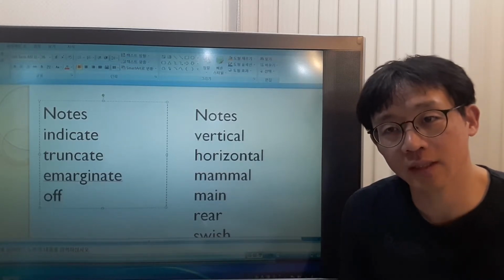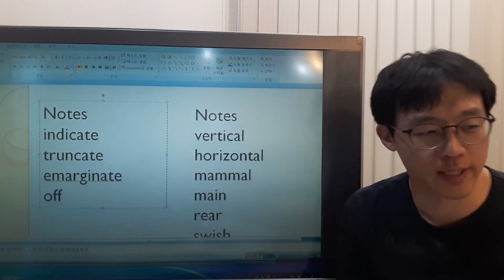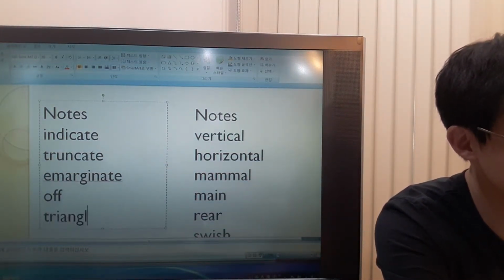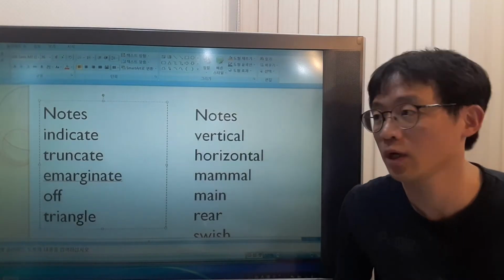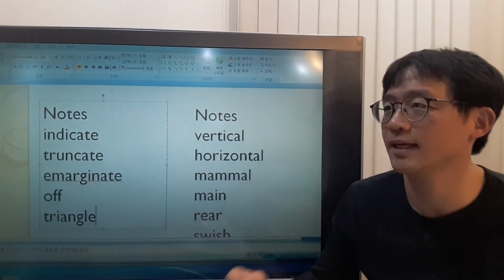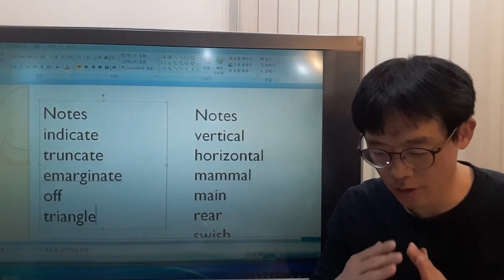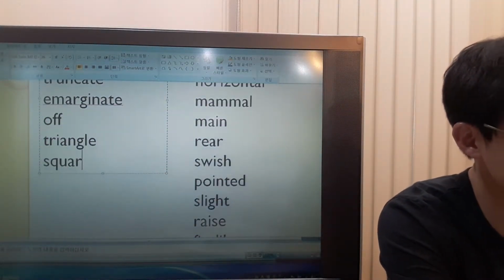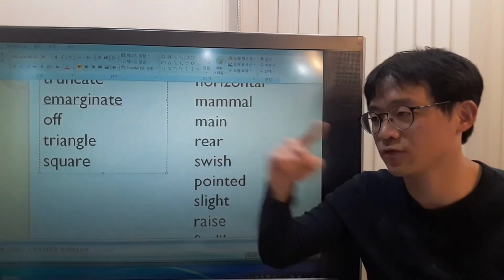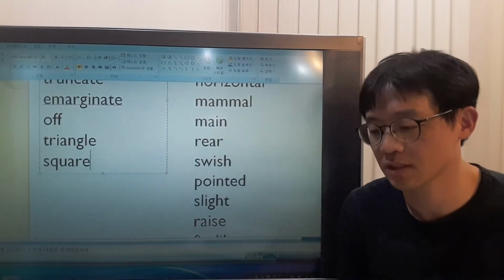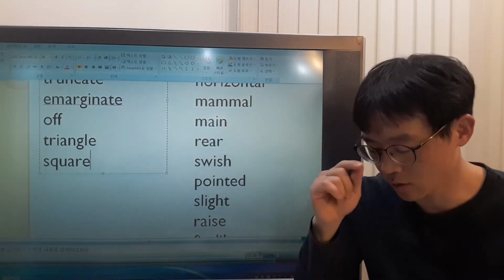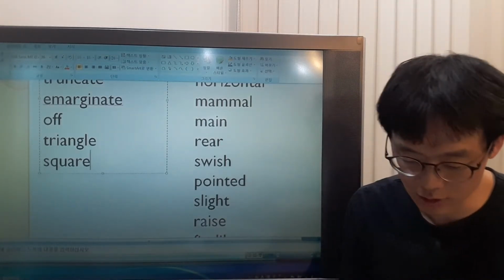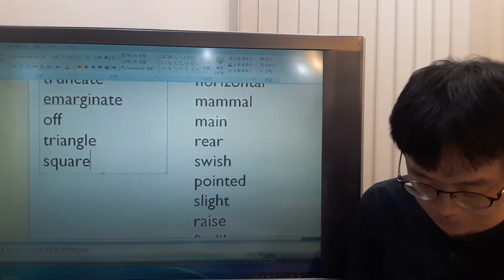Do you know what triangles and squares are? What's a triangle? Tri means three, right? An angle means it has three angles. It's a shape with three straight sides. A square is a shape too, where it has four straight sides and all of the angles are right angles. Right angles means 90 degrees, all right? That's a square and a triangle.